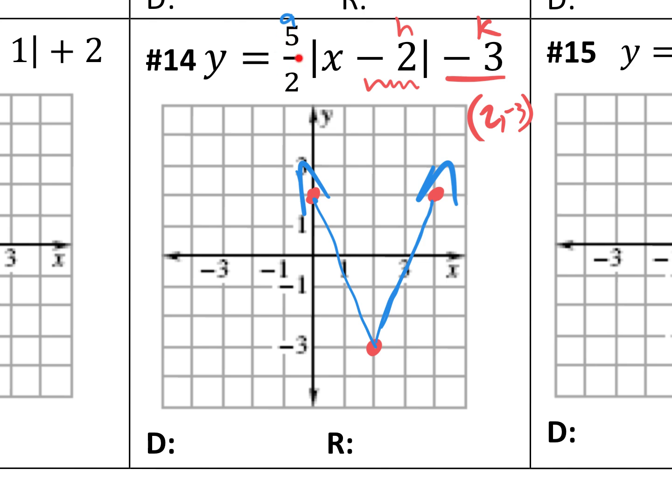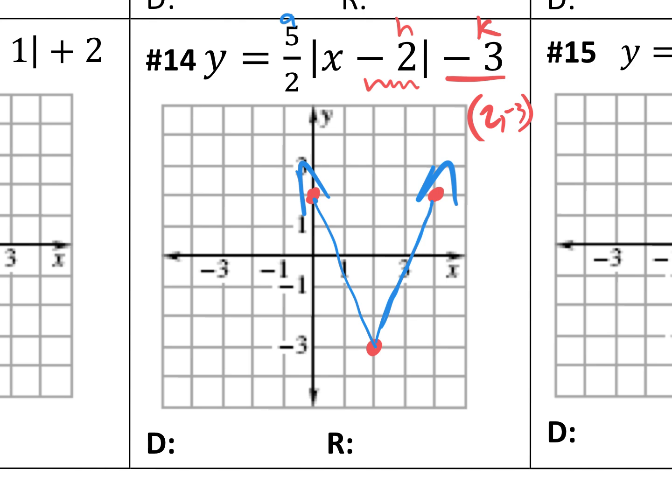Is this wider or narrower than the original parent graph? I know I haven't even moved it so you could see it, but think about it. Is this value greater than 1? What's 5 divided by 2? What's half of 5? 2.50, right? So 2.5 is greater than 1.